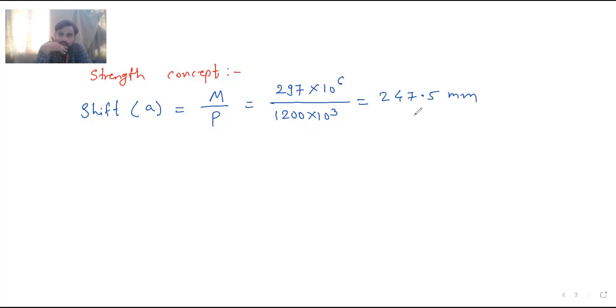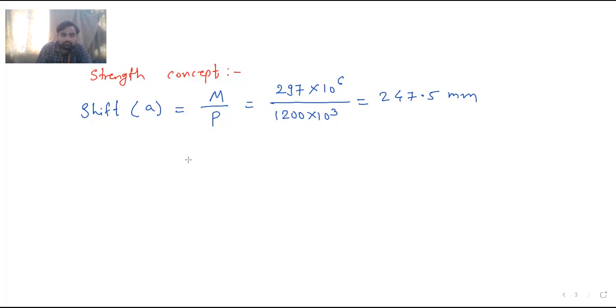From the P line, what is the distance of your neutral axis? Eccentricity is given to you, no? What is the eccentricity? 140 mm. So now here the distance is 247, so your C line will lie above the neutral axis. If it is not understood, I will draw a diagram and show you.